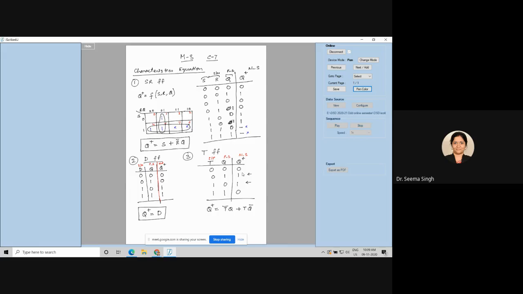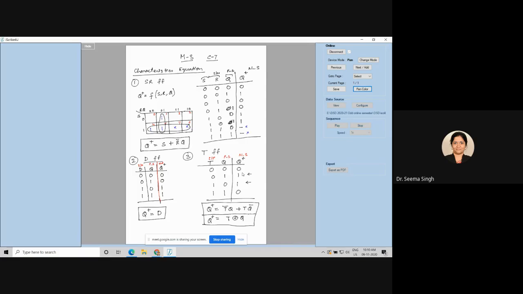You will get the same terms even if you make a K map. Now we can either write it as T bar Q plus T Q bar, or we can write it as the XOR of T and Q inputs. So this is your characteristic equation of the T flip-flop.